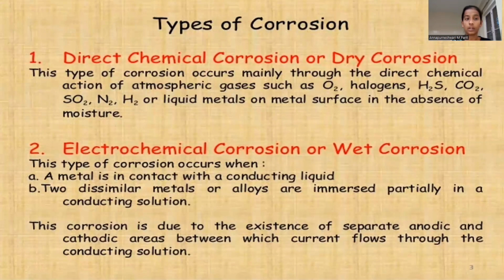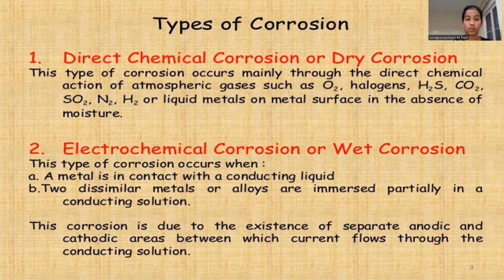What is dry corrosion? This type of corrosion occurs mainly through the direct chemical action of atmospheric gases such as oxygen, halogens, hydrogen sulfide, carbon dioxide, sulfur oxide, nitrogen, hydrogen, or liquid metals on a metal surface in the absence of moisture.